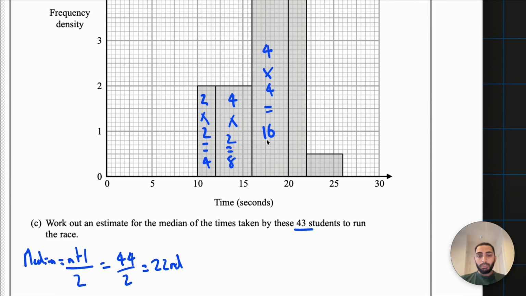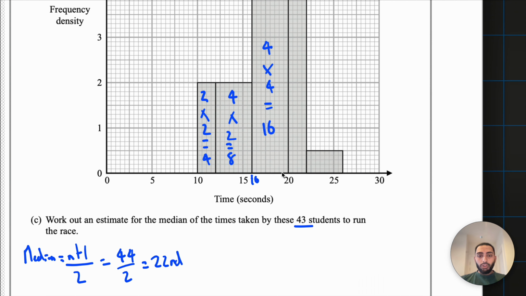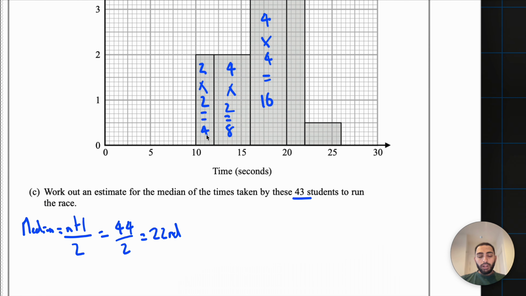I need to figure out where that person is in relation to between these two values. So it's somewhere between 16 and 20. I just need to find out how far along they are in this class interval. So far, I have 4 add 8, which is 12 people, and I'm trying to find the 22nd person. So I need 10 more people to get to 22. So I'm trying to find 10 16ths of this bar. This gap is 4, so I need to find 10 16ths of 4, and then I need to add that onto 16.